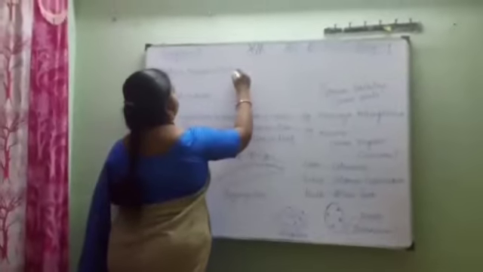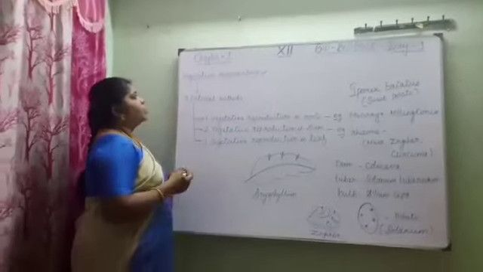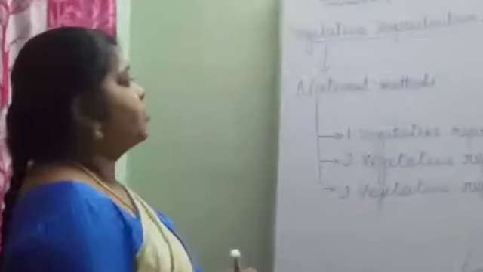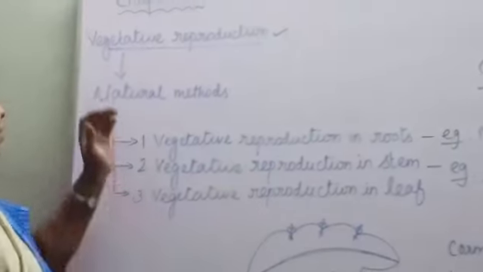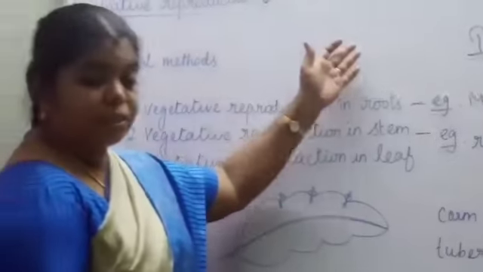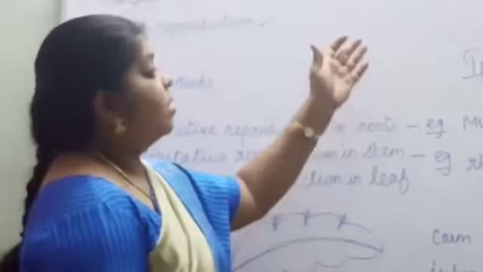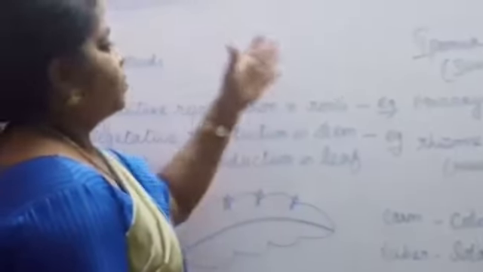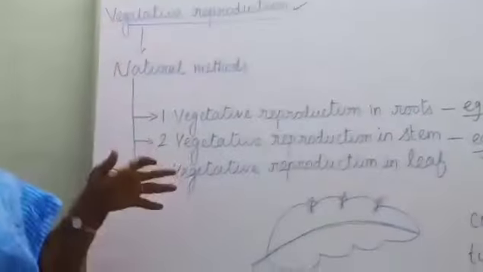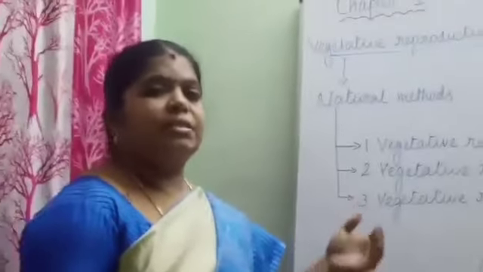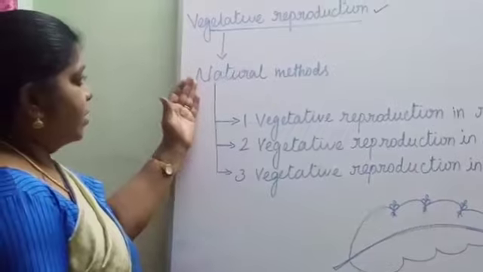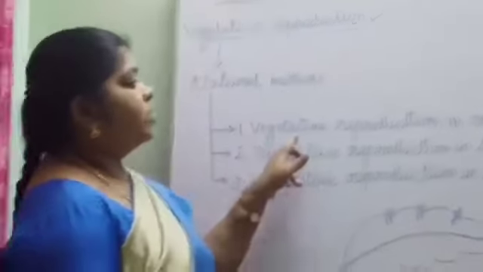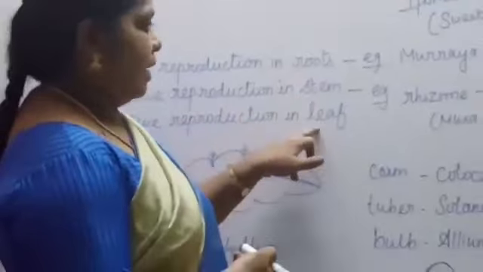Next topic, vegetative reproduction. Already I have told you vegetative reproduction is divided into 2 types: natural methods and artificial methods. Natural vegetative reproduction is a form of asexual reproduction in which the buds produce new individual plants. The buds may form a new organ such as root, stem and leaf. Natural methods are again divided into 3 types: vegetative reproduction in root, stem and leaf.